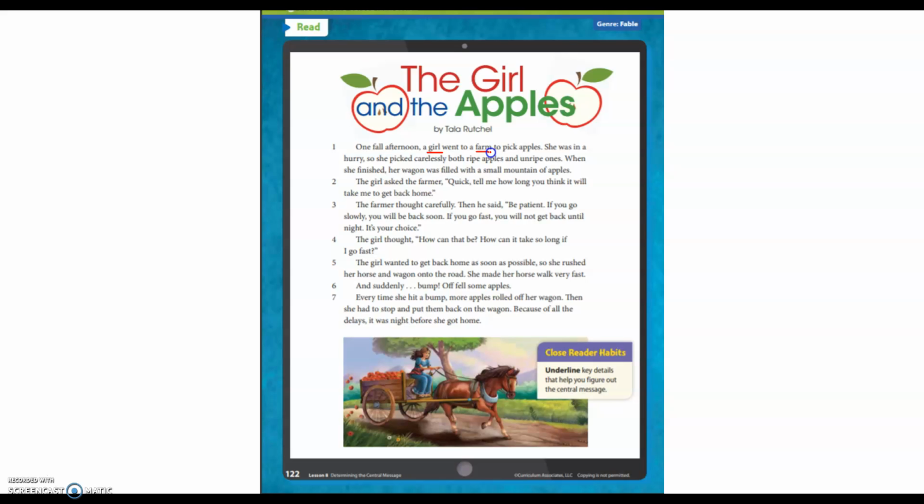So I think this little girl can learn a lesson from her actions. The farmer tells her to slow down, but what does she do? She doesn't slow down. She keeps going fast, and because of her actions, more events happen that cause problems for her. We're going to talk more about those problems tomorrow, but let's think about what can be learned from this little girl in The Girl and the Apples. Take a second and think about it.